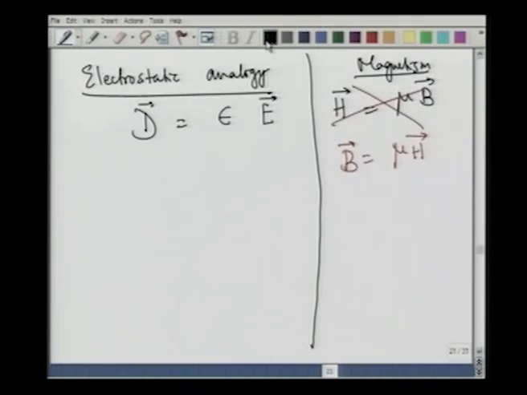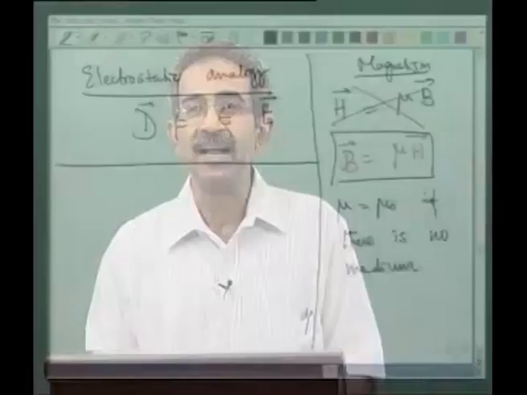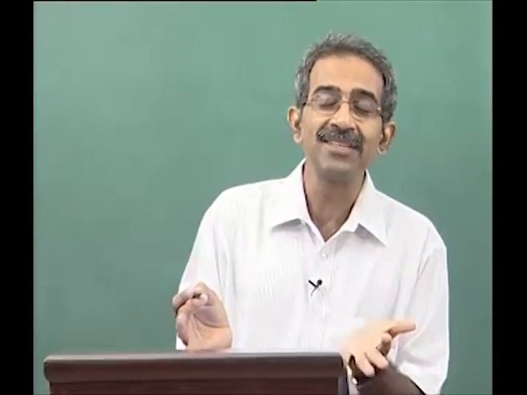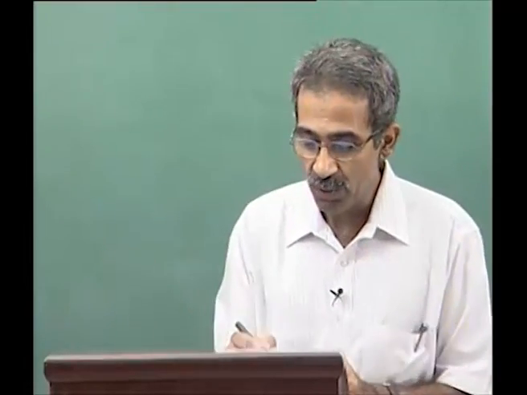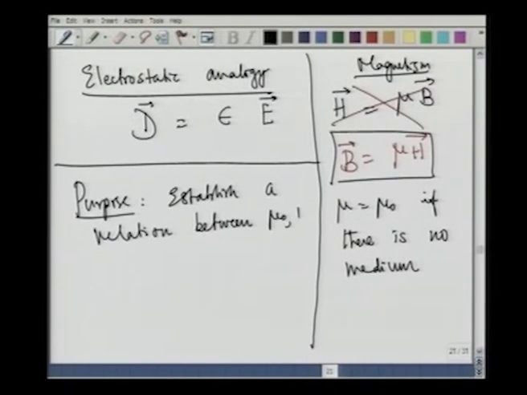Is that part clear? Please notice that instead of writing H equal to mu B, which would have been analogous to D equal to epsilon E, we are writing B equal to mu H. Is that okay? Of course, if there is no medium, mu equals mu naught. Is that right? What we have to now do is to plug in this expression and ask what happens when there is a medium. I have to establish a relation between mu naught, mu and chi. So, what is our mission now? Establish a relation between mu naught, mu and chi.